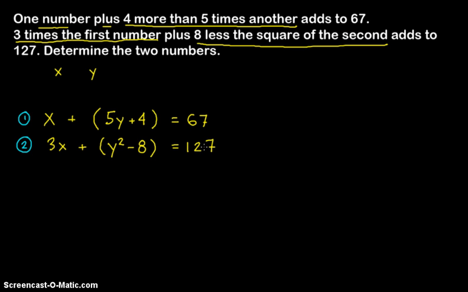And right off the bat, I can see that I've made a proper set of equations. And the easy way about this is you want to be able to read it yourself. So if I read this without looking at the question above, I'd say x plus 4 more than 5 times y equals 67. Is that what I said up here? One number, x, plus 4 more than 5 times another adds to 67. Well, yeah, that is what I said. So it works really well.